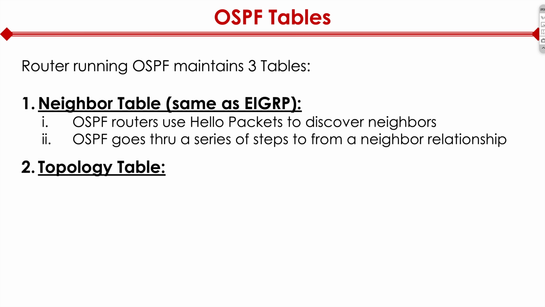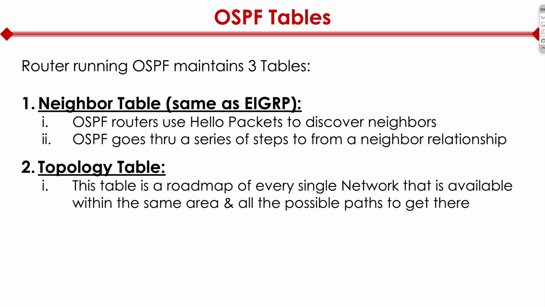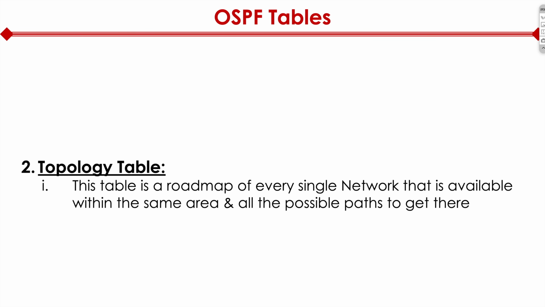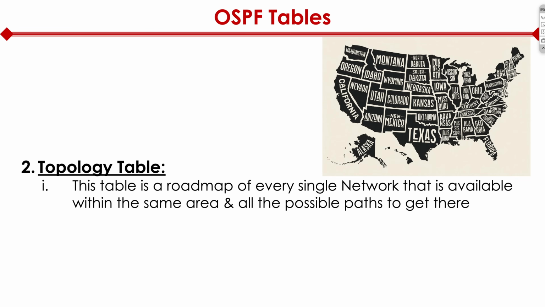The next table that OSPF uses is called the topology table, and the topology table is a map or a roadmap of every single network that is available within the same area and all the possible paths to get there. And I'll talk about areas in a moment. Until then, hold that thought, but let me explain what the topology table is.